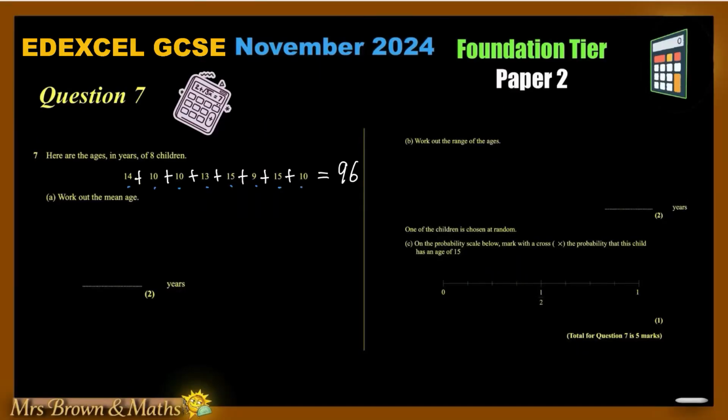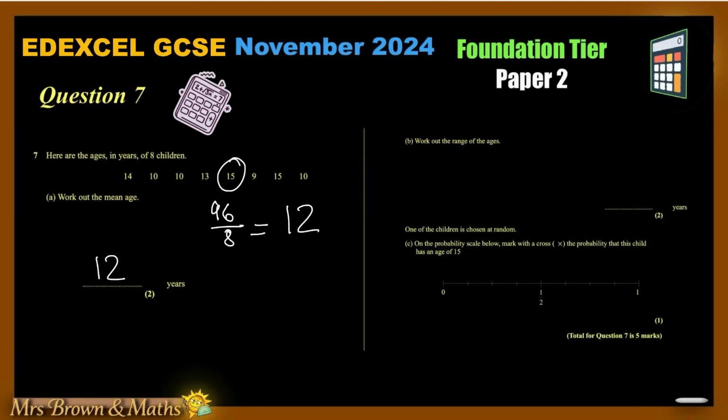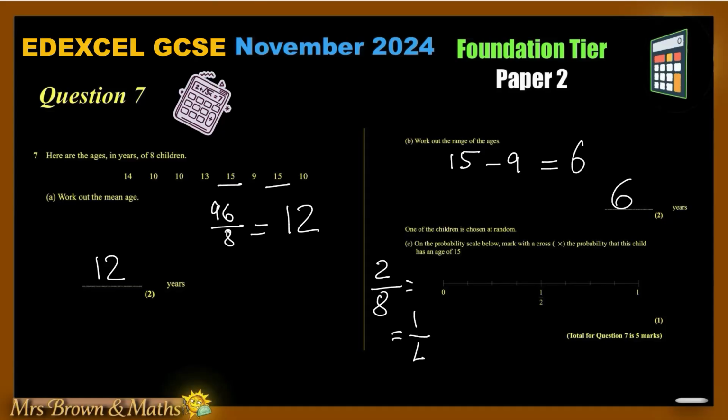Question 7. Mean, range, probability. Total is 96. Mean, 96 divided by 8 is 12. Range, biggest take away smallest. 15 minus 9 is 6. Probability of 15 is 2 out of 8. Simplify, 1/4.